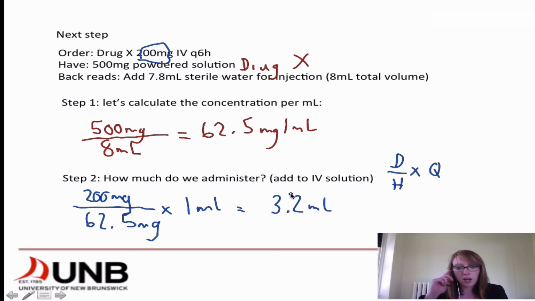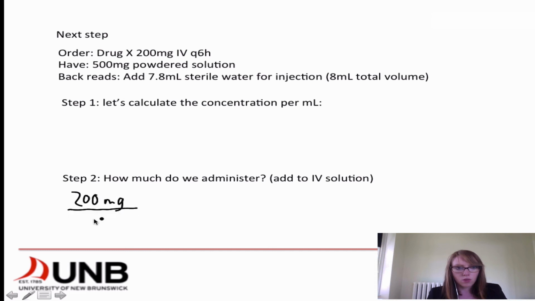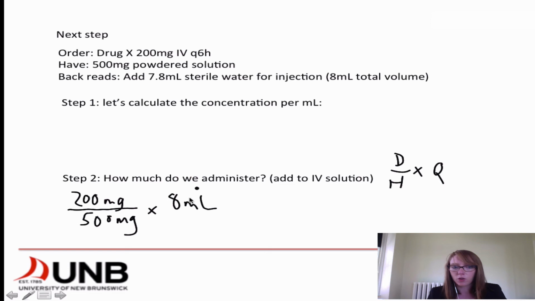So that's that math. Along with that, we don't have to put our concentration per mil. You could also just leave it as, we want 200 milligrams over 500 milligrams per 8 mil. So again, this is our D over H times Q formula. And the answer would come out to be the same. We would be giving 3.2 mils. So that's just a couple different ways to do it.